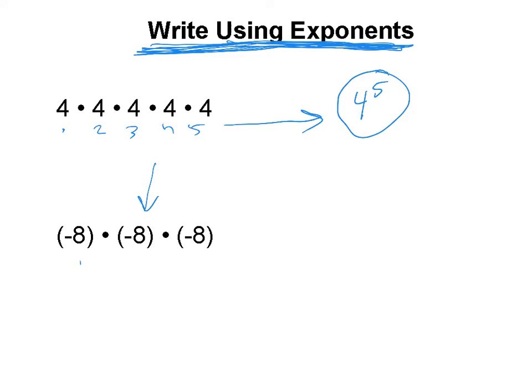So notice this one. We have 1, 2, 3 negative 8s. So we would write that one like this. Now, whenever you have a negative number, put it in parentheses. So this would be negative 8 to the third power, which means the same thing as negative 8 times negative 8 times negative 8. Don't have to solve it because it just says write it using exponents. Okay, so those will be the easy problems today.